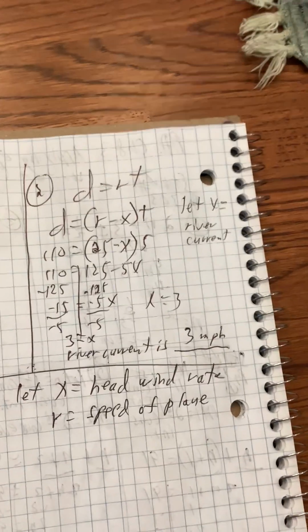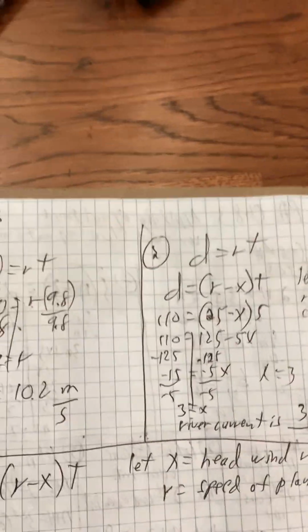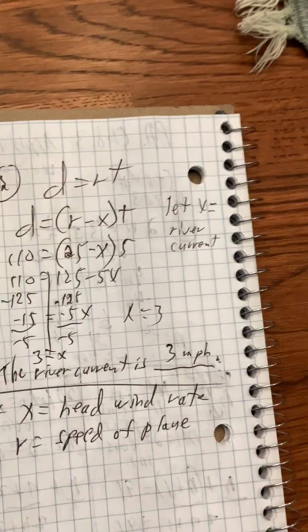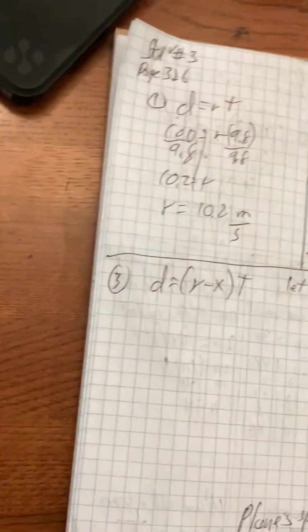There's my sentence. It's a good idea to finish with a sentence. You know, or I should write a sentence. The river current is 3 miles per hour, and have a period. Anyways, last one here. Oops, I just dropped my glasses. Sorry about the jerking around here.